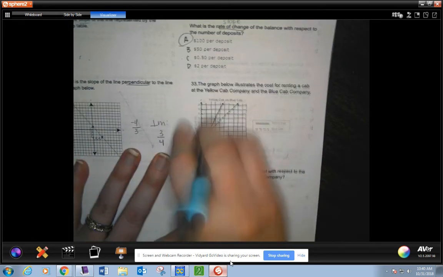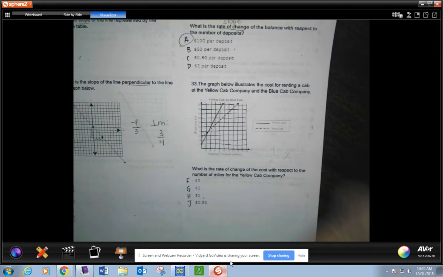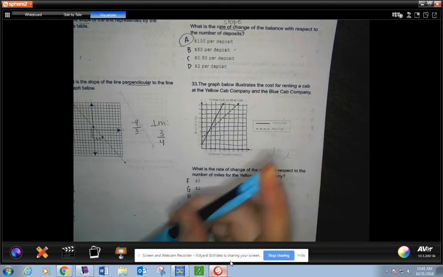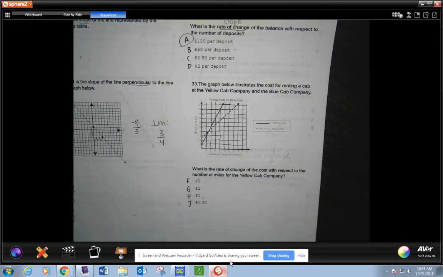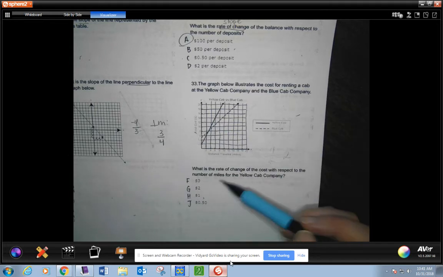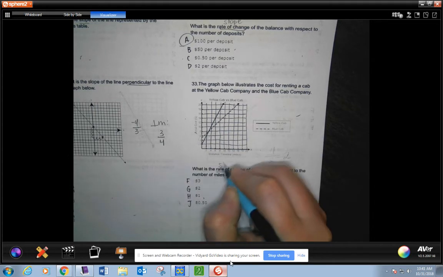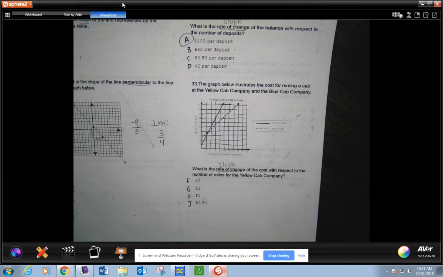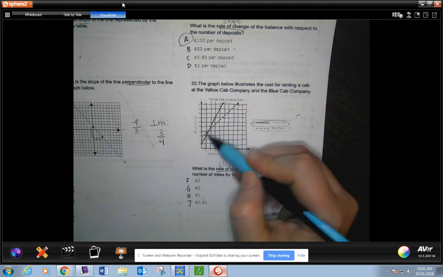For 33, the graph below illustrates the cost for renting a cab at the yellow cab company and the blue cab company. So there's my lead. So what is the rate of change? And remember, rate of change is just a fancy word for slope. What's the rate of the change of the cost with respect to the number of miles for the yellow cab company? So y'all need to look at your key. Okay, your key says that the yellow cab company is this solid line. So we're only looking at the solid line. I don't care about the dotted line.